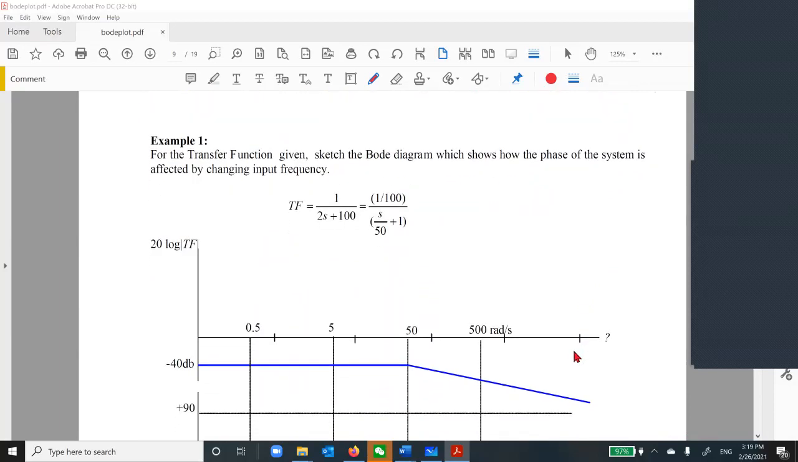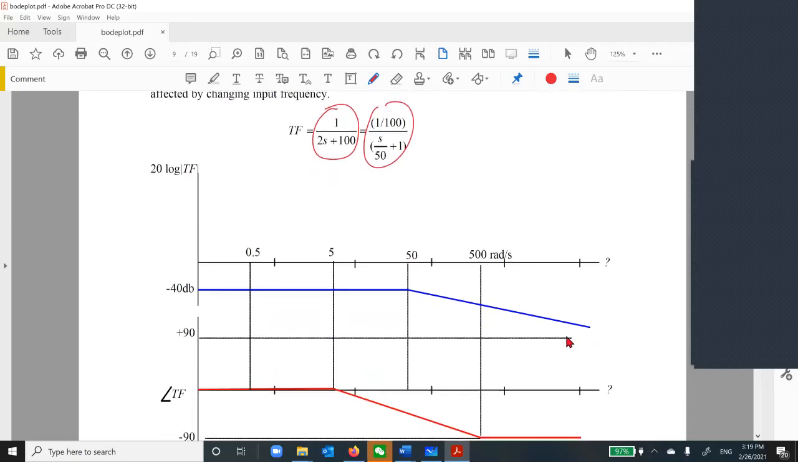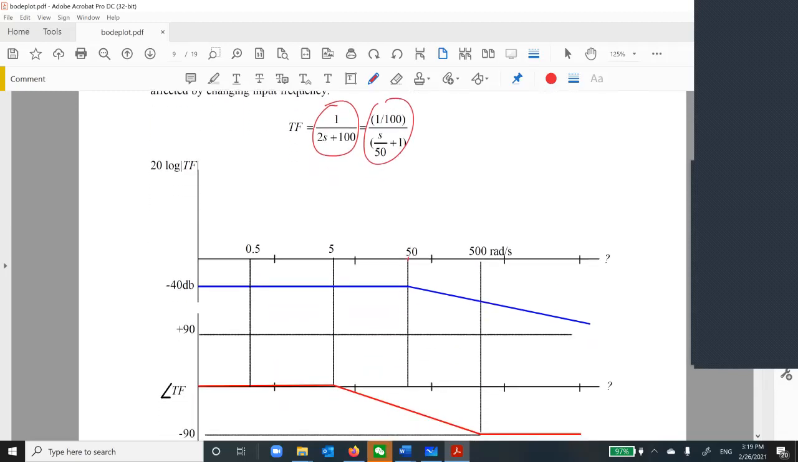So let's go back to this guy, and we write it in the standard form. The magnitude, we already know how to do it. You have corner frequency 50. Below 50, 20 log 10 of 1 over 100 gives me minus 40 dB.